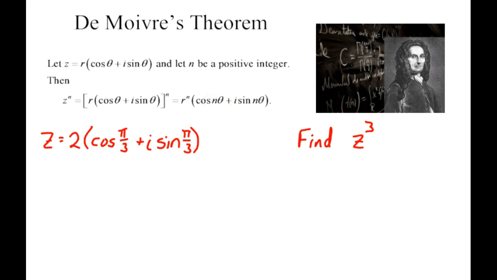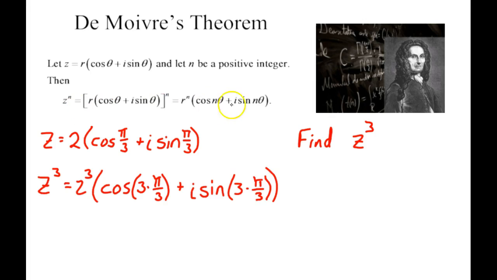Now a quick example using de Moivre's theorem. Suppose we have our complex number z equal to 2 times the quantity cosine of pi over 3 plus I times the sine of pi over 3. Our complex number has to be in polar form. If it's in standard form, we have to go through the process of rewriting it in polar form like we did previously. We want to use de Moivre's theorem to find the value of z cubed.